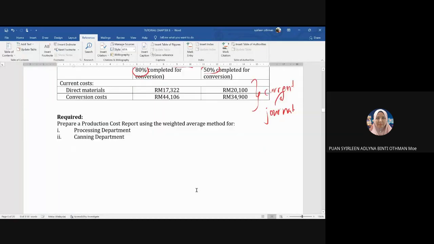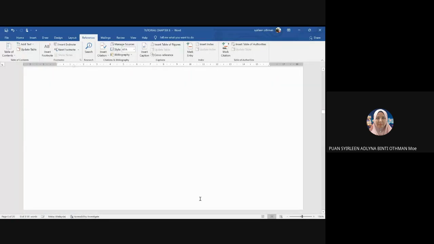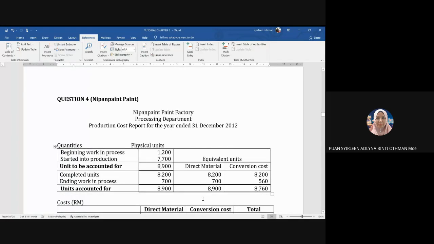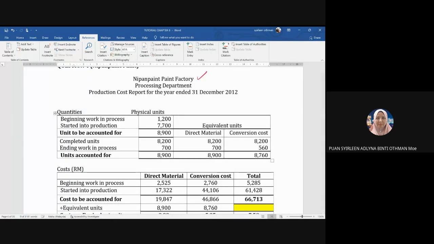Madam terus tunjuk jawapan lah. Because I'm sure table ni dia laju sikit. You all memang boleh buat. Okay, nama company, the department, the tarikh. Sebab this is, dia bagi for the year ended December 2012. So ended 31st December 2012. Okay. Tarikh pastikan ada. Jangan tulis ended December 2012, mesti ada 31st December.